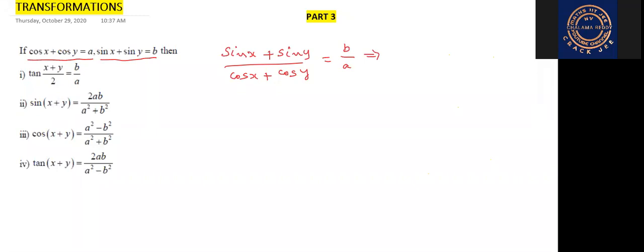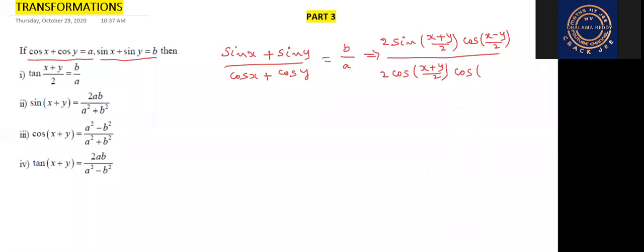See the numerator part. Sin C plus sin D. What is the formula, students? 2 sin (C plus D) by 2 cos (C minus D) by 2. This is the numerator part. Go to the denominator part. Cos C plus cos D, 2 cos (C plus D) by 2 cos (C minus D) by 2. That is equal to b by a.